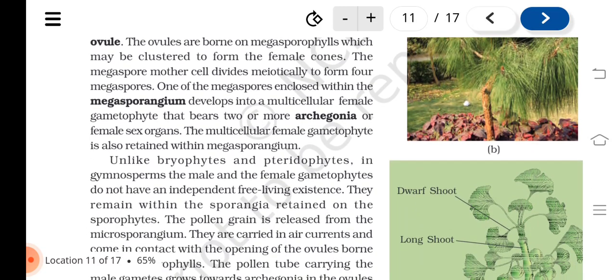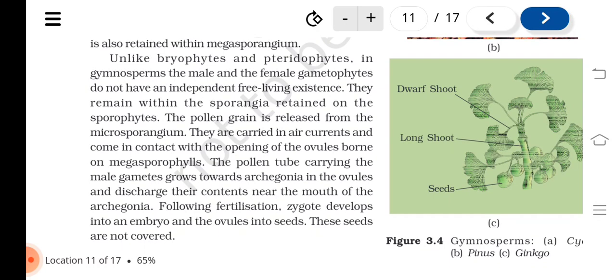The megaspore mother cell divides meiotically to form 4 megaspores. One of the megaspores enclosed within the megasporangium develops into a multicellular female gametophyte that bears 2 or more archegonia or female sex organs. The multicellular female gametophyte is also retained within the megasporangium. Unlike bryophytes and pteridophytes, in gymnosperms the male and the female gametophytes do not have an independent free-living existence. They remain within the sporangia retained on the sporophytes.